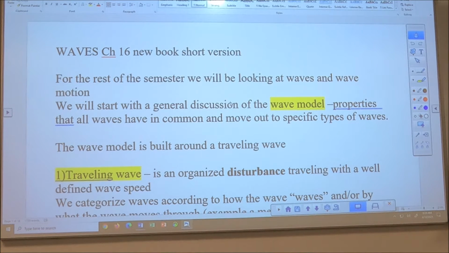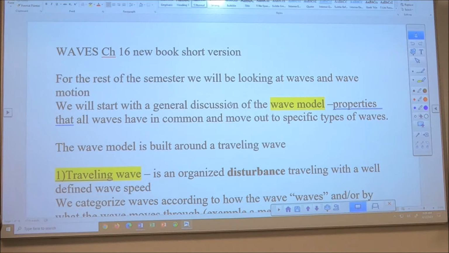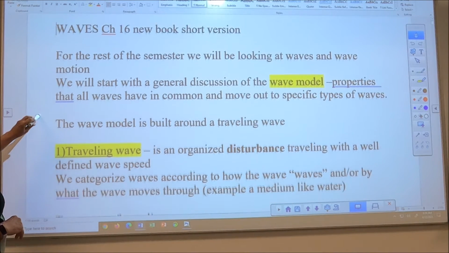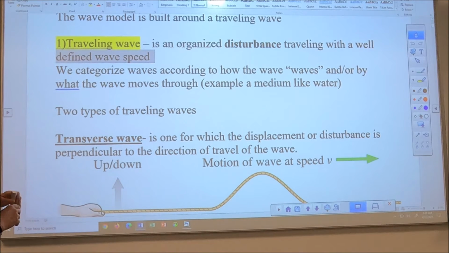It starts on page 421, okay? And we're going to be talking about the wave model. And these are properties that all waves have in common. And then we're going to move out to talking about sound waves and light waves, okay? Now, the wave model is built around a traveling wave. By definition, a traveling wave is an organized disturbance traveling with a well-defined wave speed.